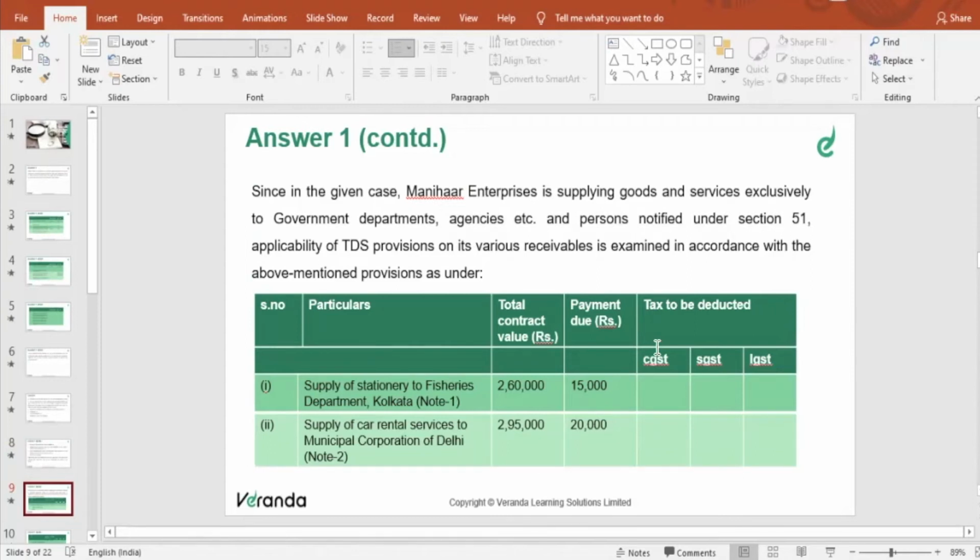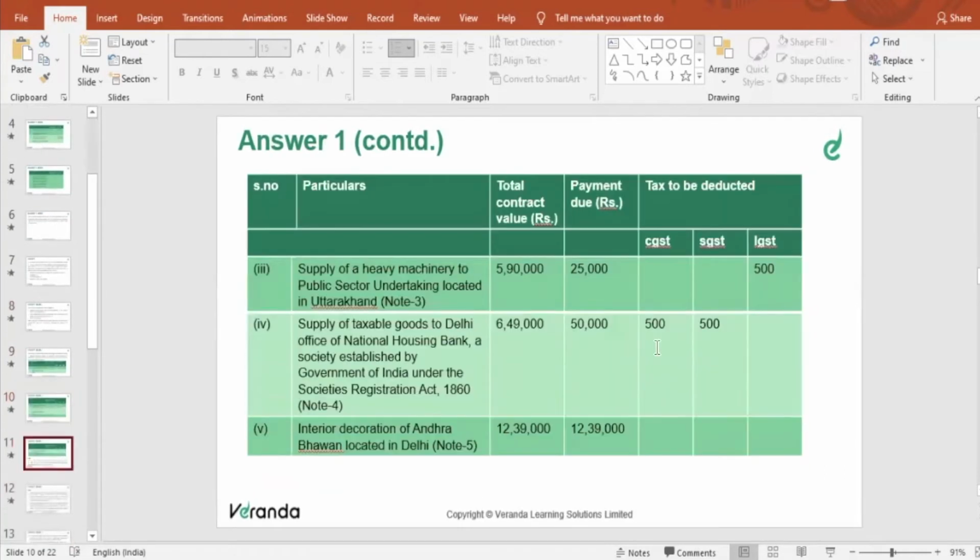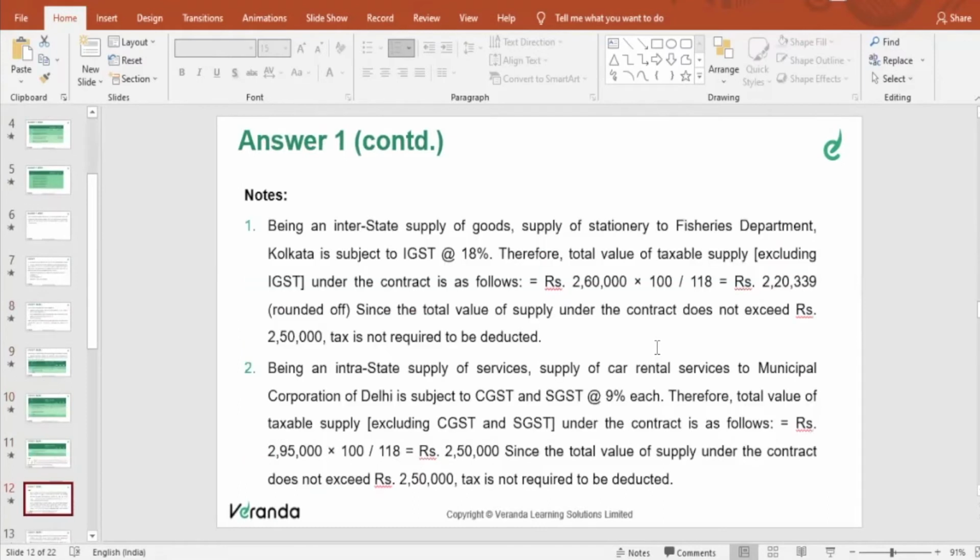Okay, number one, supply of stationery to Fisheries Department, Kolkata. Note number one, which being an interstate supply of goods, supply of stationery to Fisheries Department is subject to IGST at 18%. We know it is being supplied to Kolkata, so IGST should apply. Okay, therefore the total value of taxable supply excluding GST is 2,20,339, which is 2,60,000 into 100 by 118. Since the total value does not exceed rupees 2,50,000, tax is not required to be deducted. Well put, it was given out by you guys.